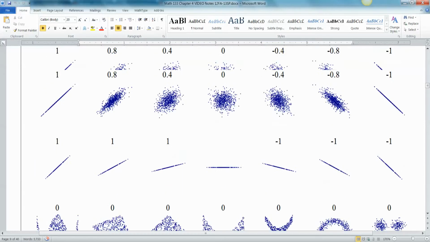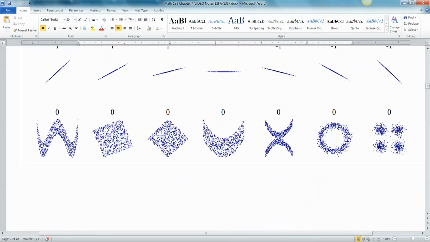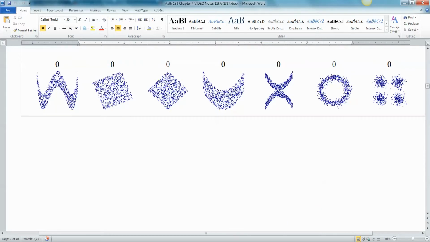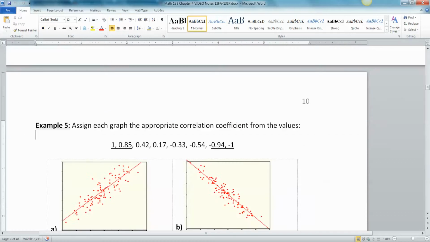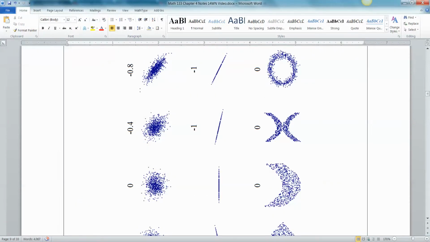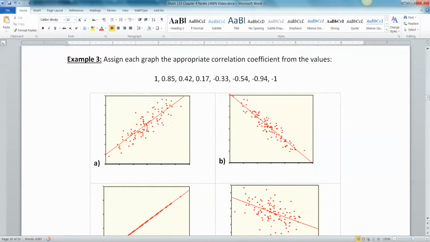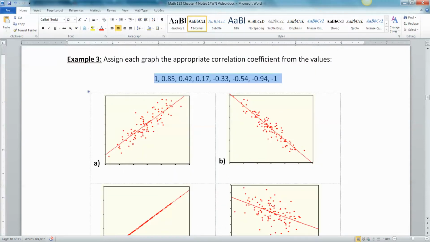And then 0 could actually be all sorts of things. It could be that the points are just thrown up there. Or it could be very particular patterns, but they're not linear, right? So this is 0, but there's a pattern to that, right? This is 0, but there's a very distinct pattern. Okay. So now we're going to look at these graphs down here, and we're going to apply these different correlation coefficients to these graphs.